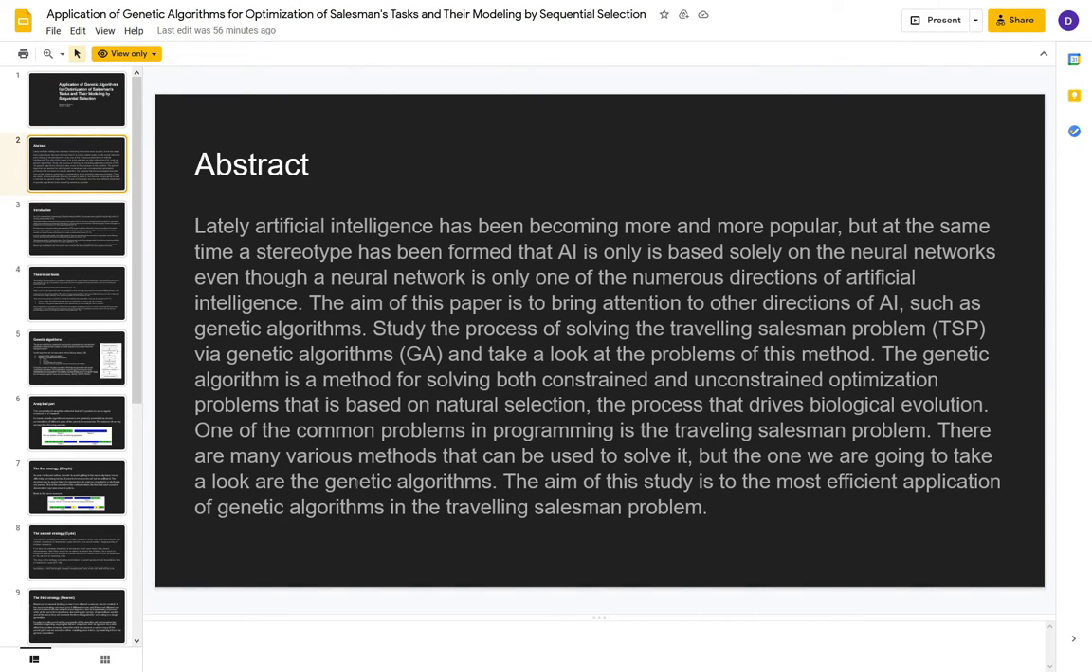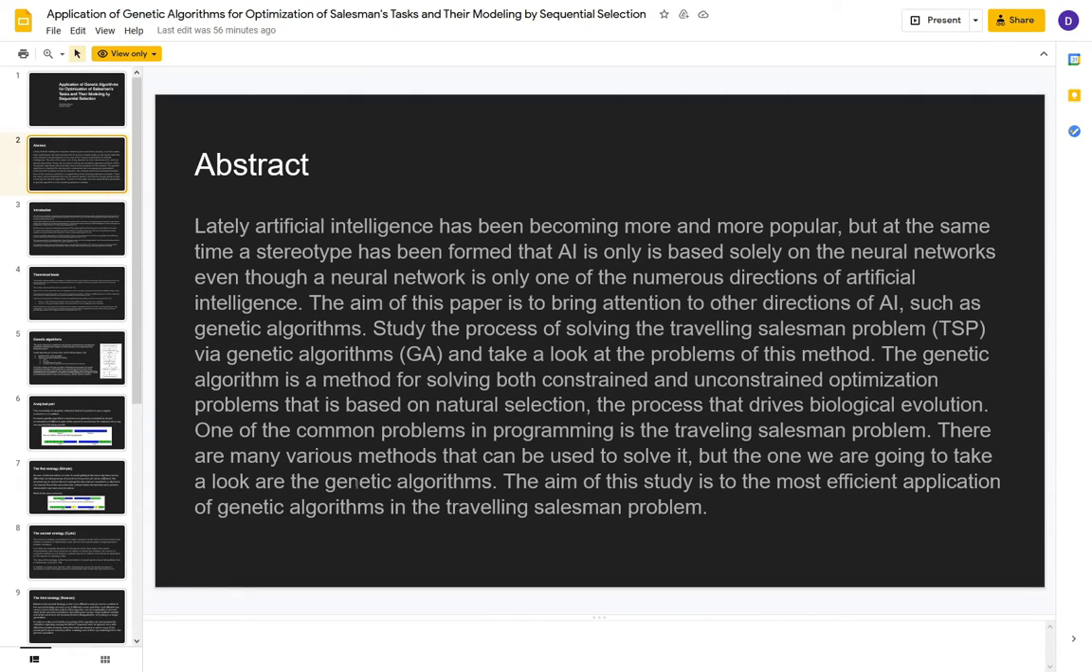Abstract. Lately, artificial intelligence has been becoming more and more popular, but at the same time, a stereotype has been formed that AI is only based on neural networks, even though a neural network is one of the numerous directions of artificial intelligence. The aim of this paper is to bring attention to other directions of AI, such as genetic algorithms, study the process of solving the traveling salesman problem, or TSP, via genetic algorithms, or GA, and take a look at the problems of this method.